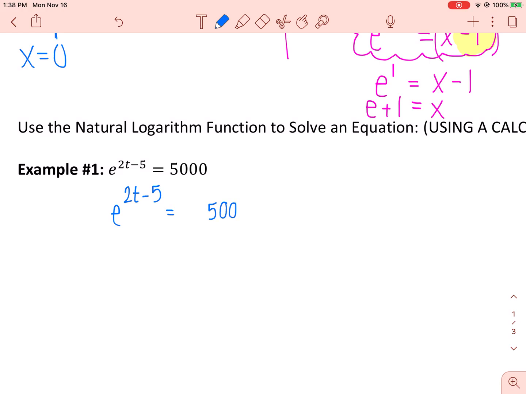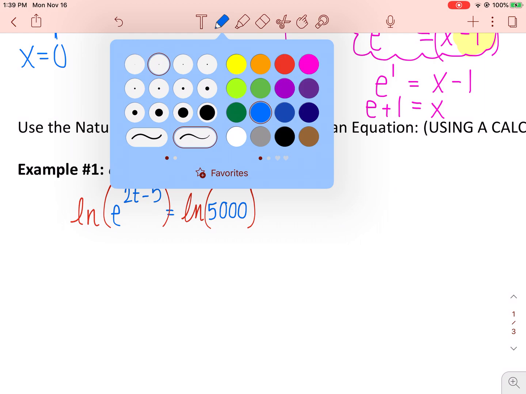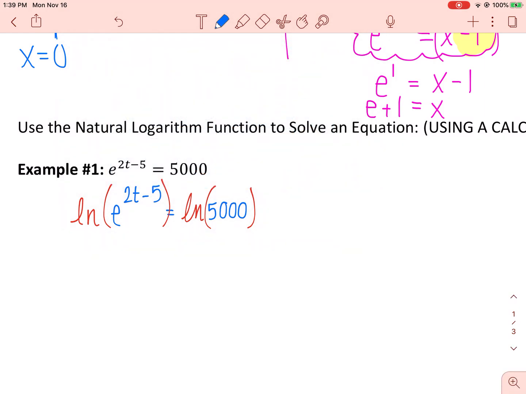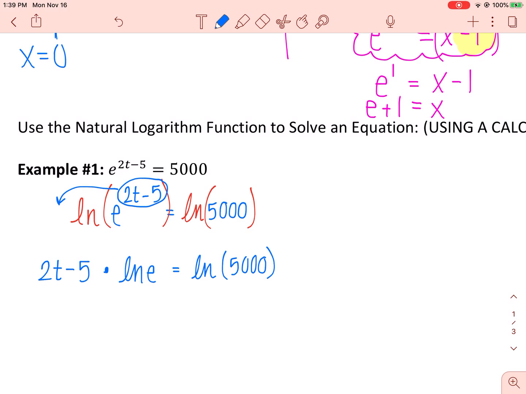If we apply ln to both sides, ln will undo that base. I'm going to show you what that's going to look like. It means your exponent, 2t minus 5, is going to be multiplied, because this part comes to the front, multiplied by ln of e. Realize the left side, there's no exponent, so this will still stay ln of 5,000, so the natural log of 5,000.